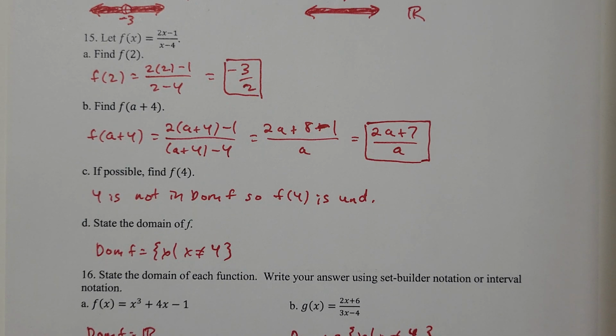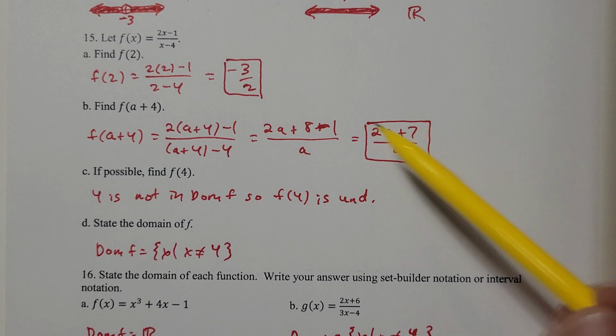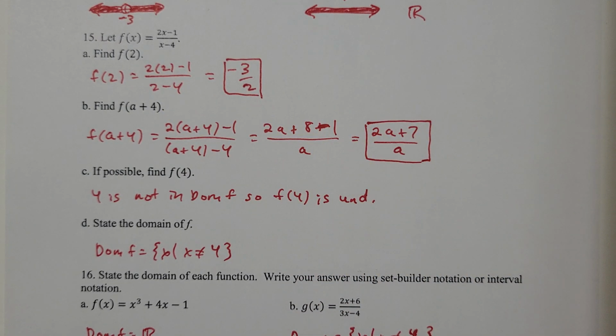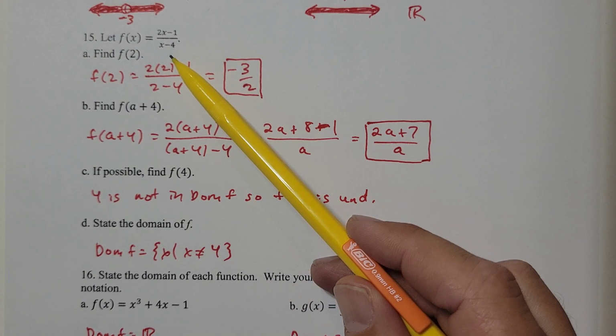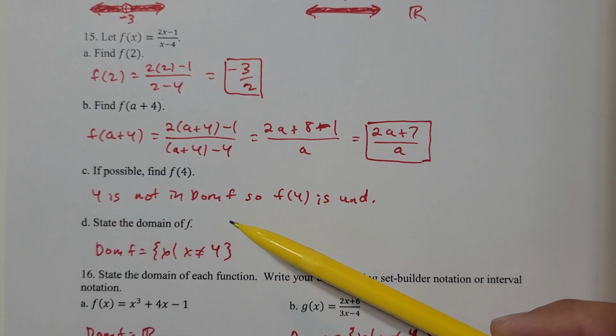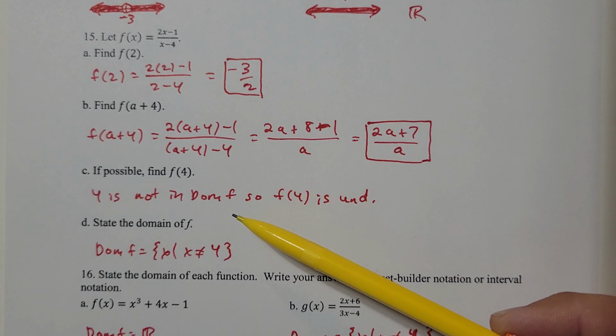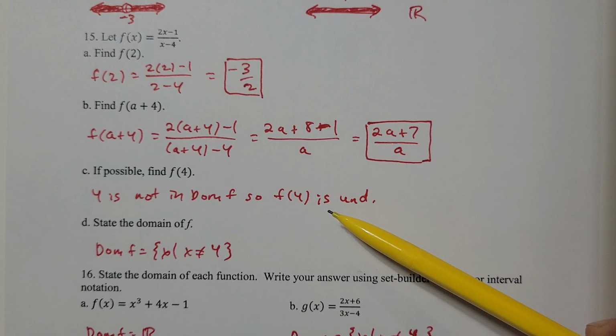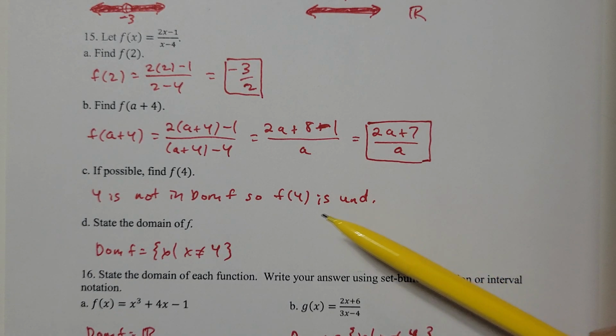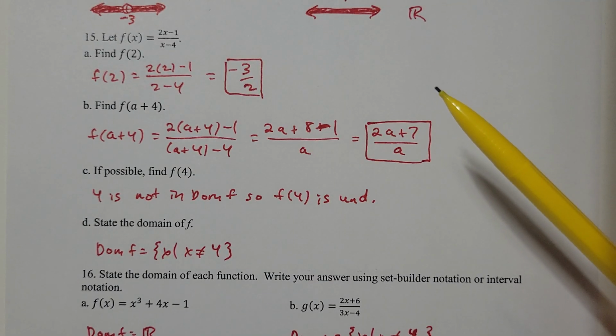Okay. Well, if you try part C, if it's possible, find f of 4. Well, I know in math I can't divide by 0, right? Division by 0 is not allowed. So if x is 4, I get 0 down under. That's bad. So 4 would not be in the domain of this function. The domain is all the input values, and the range is all the output values. So f of 4 would be undefined. You can't plug 4 into the function there.